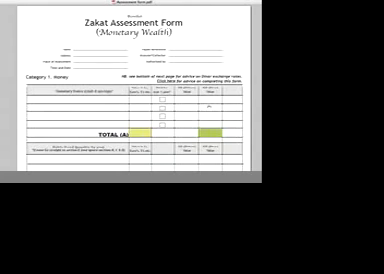Someone asked me about jewelry, and as far as I know, the Maliki position, which I'm most familiar with, is that if you haven't worn jewelry for 1 year, then it becomes savings. You'd add it to it. I think that's why traditionally many women in particular try to wear most of their jewelry as often as possible, to avoid paying zakat on it, in fact.